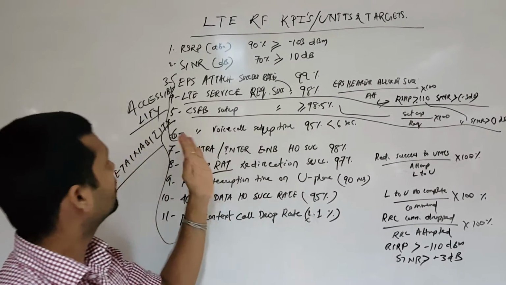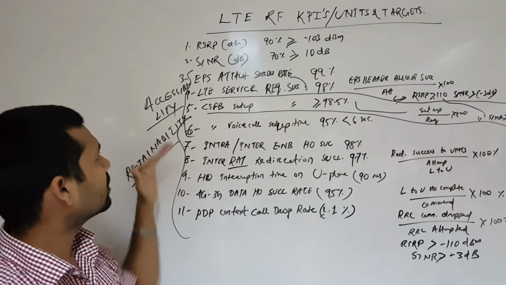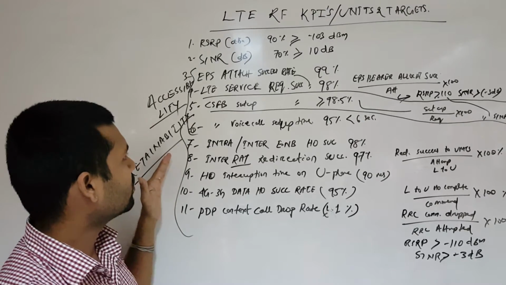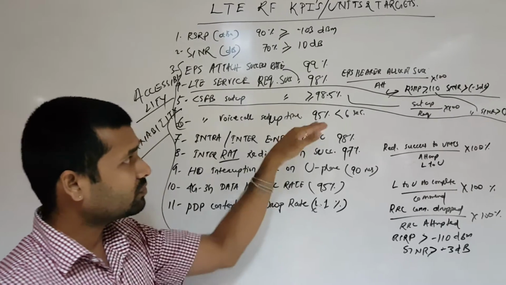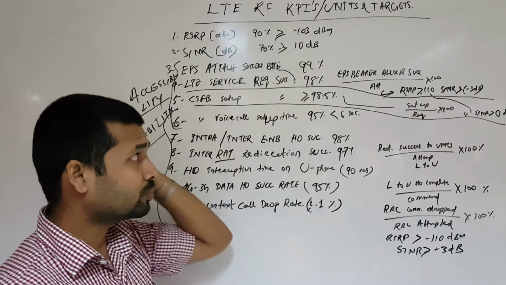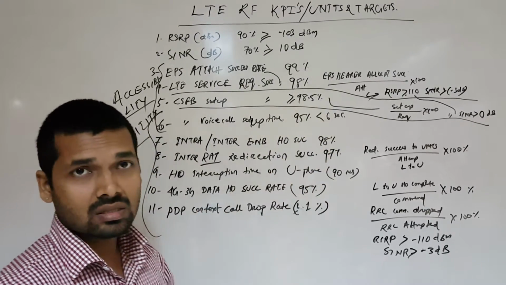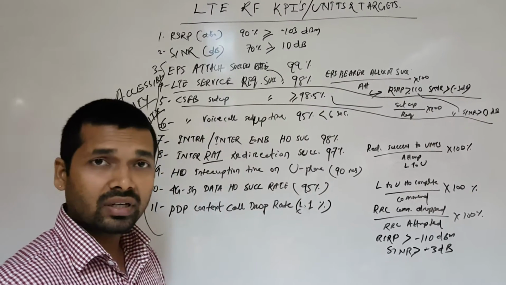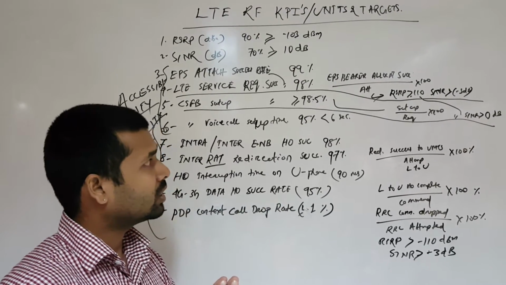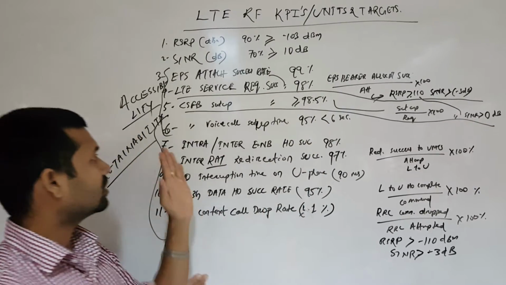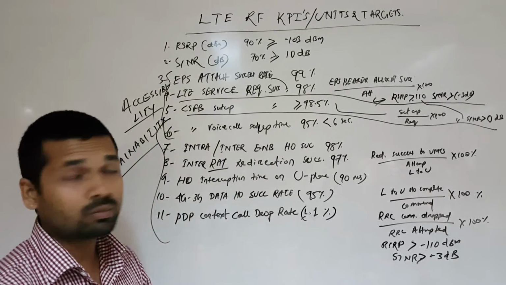Nevertheless, the sixth one, we'll be moving to the retainability part, accessibility over. In retainability, we have CSFB voice call setup time. 90% of users should be able to set up a call in less than 6 seconds. That is the target. Out of 100, at least 95% of people should be able to connect at the other end within 6 seconds. And the seventh one, inter node B handover success ratio, should be greater than 98%.